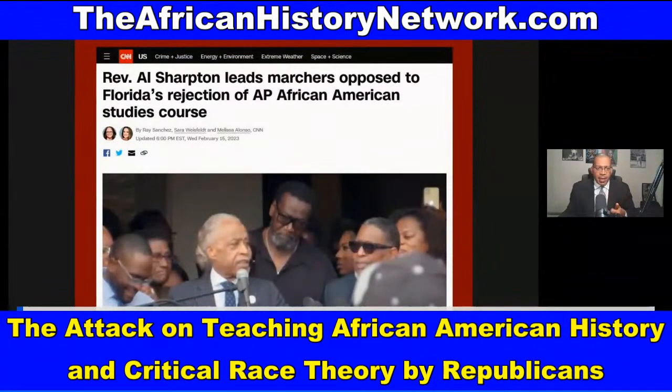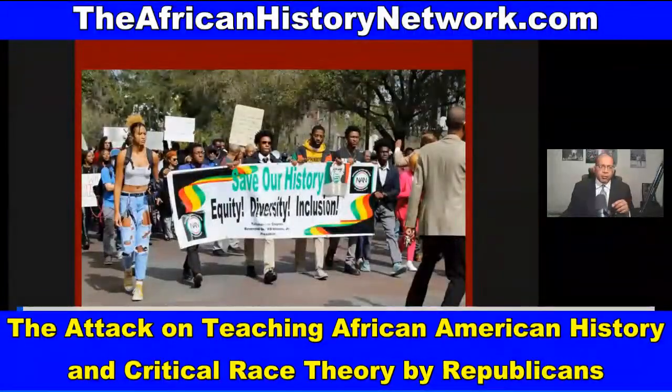We see books being banned. We see Reverend Al Sharpton lead a march in protest against Governor Ron DeSantis banning this Advanced Placement African American Studies course, Wednesday, February 15, 2023. So we saw that take place.